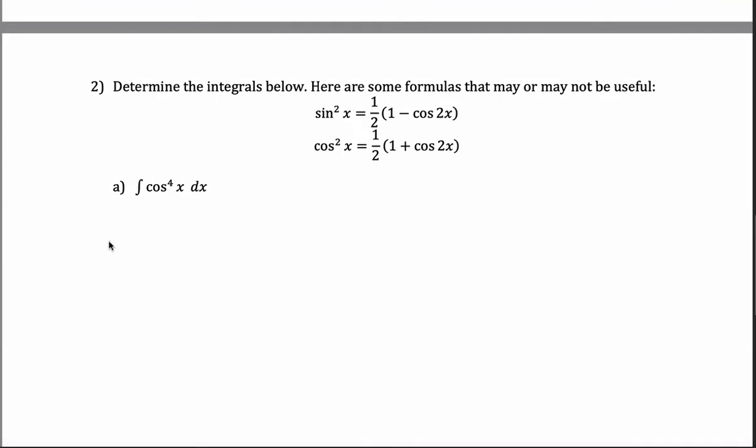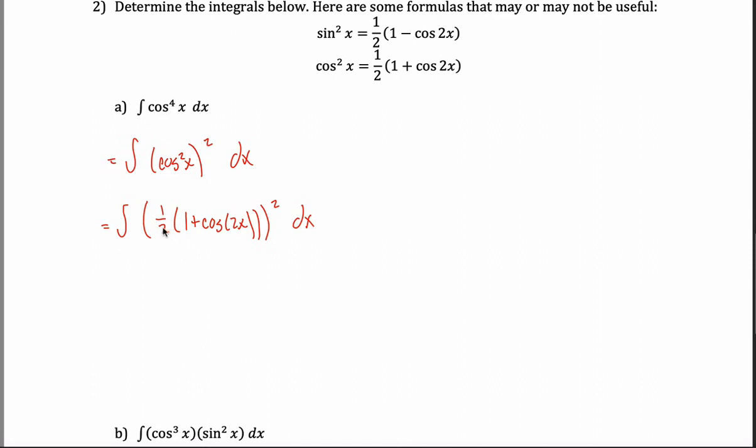So what I can do is think about my cosine to the 4th power of x as cosine squared, squared, because when you raise exponents to exponents, you multiply those exponents, and 2 times 2 gives me this 4. And then replace this cosine squared x right here with this entire mess. And so now I have a product of two things being squared. This 1/2 is being squared, and also 1 plus cosine of 2x is being squared. So the 1/2 squared gives me a 1/4, which is a constant, so I can pull it out in front of the integral.